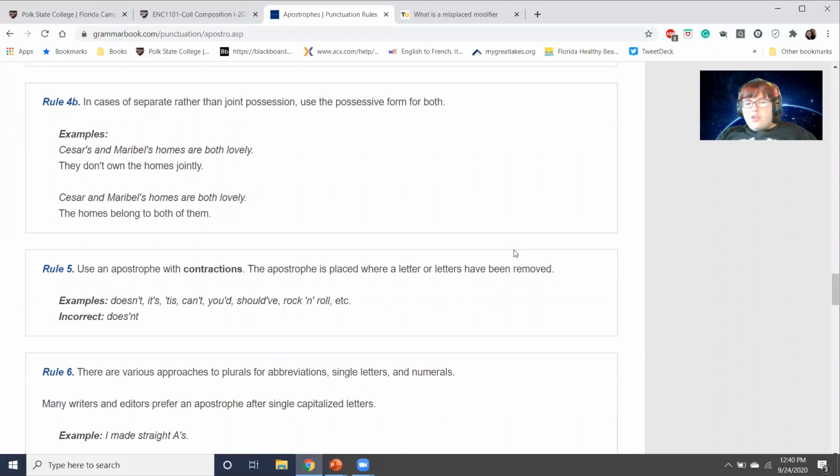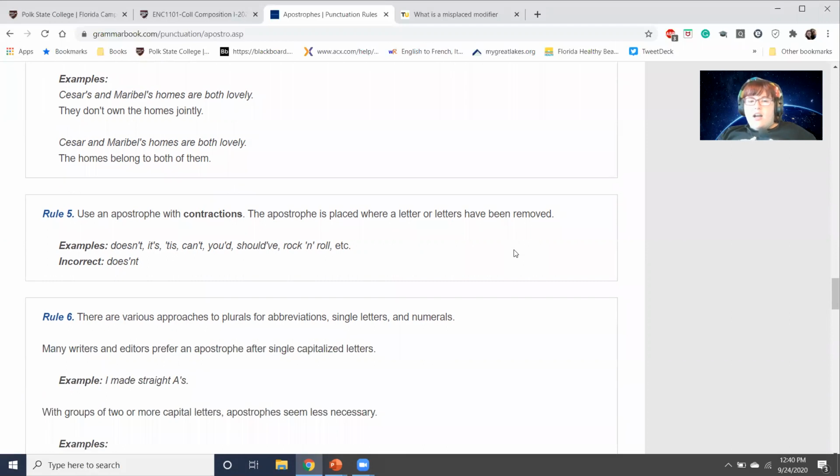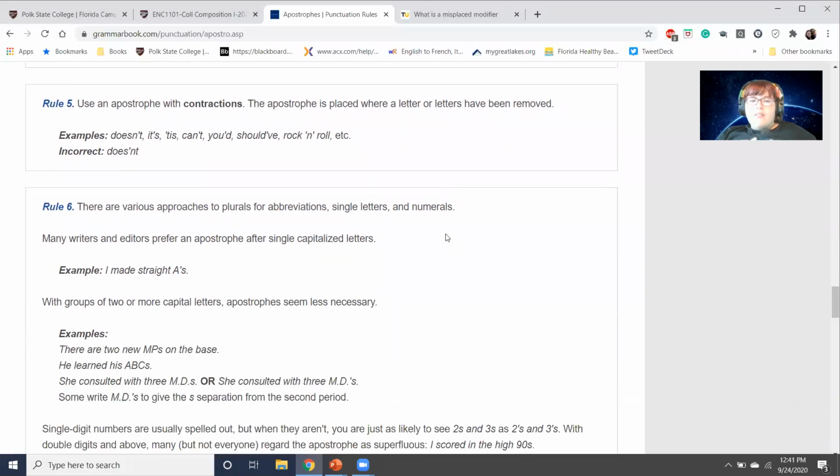Use an apostrophe with contractions, but as you've learned by now, you should write out contractions when you are doing formal writing. So instead of can't, cannot; you'd, you would; should've, should have. Some things are different. Rock 'n' roll, you can't really spell out the right way. It's written the way that it is.